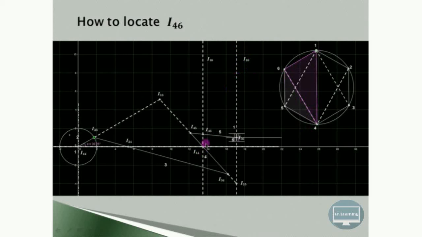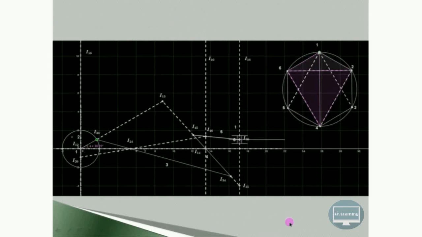It must pass through 1 4. So draw a line parallel to this I16 passing through this 1 4. So this red dotted line indicates a line drawn parallel to this vertical I16 line and passing through 1 4. So this red line will intersect this 4 5 and 5 6 at point I46. So in this way we can locate this ICR I46.